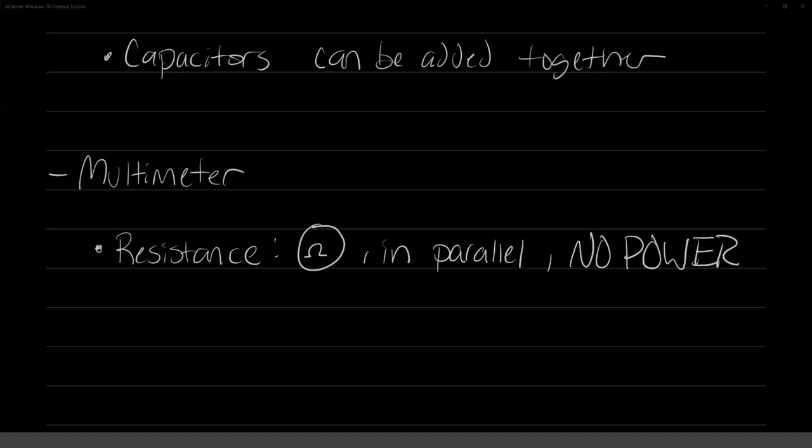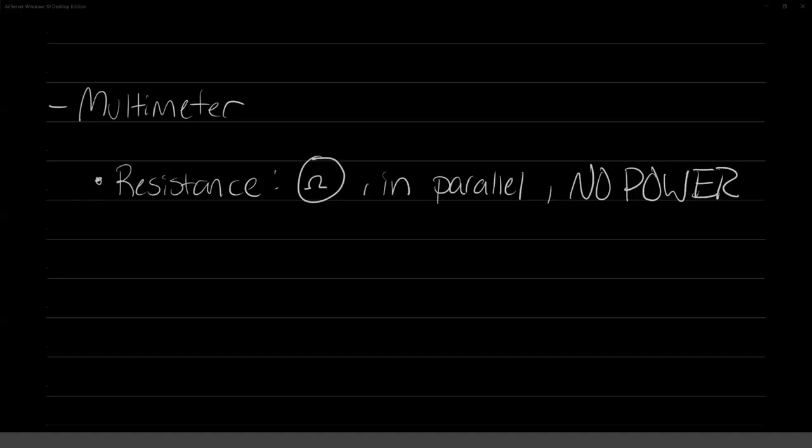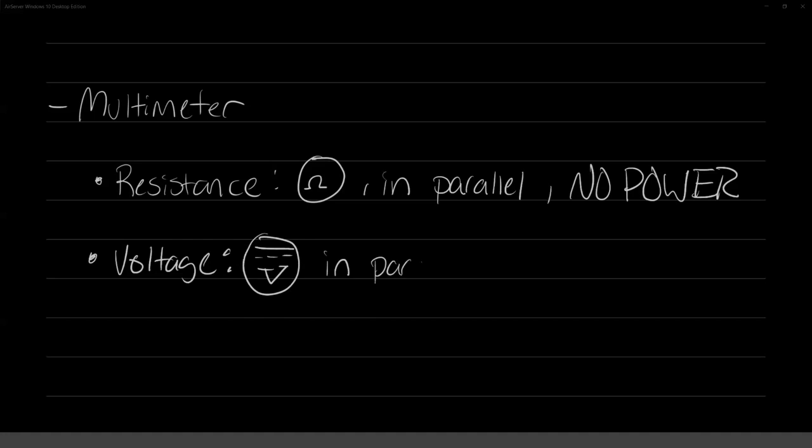Okay. So hopefully, I think that's right. Then I wanted to talk about voltage. If we're measuring for voltage, we use DC current, so it's usually this symbol. And in her notes, she says also in parallel. But power on.